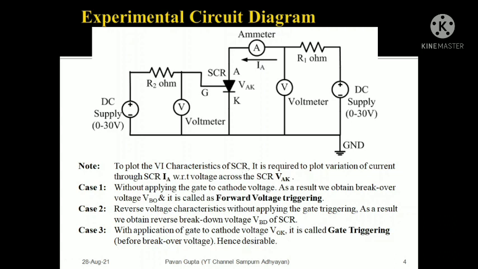The third case is when you apply a certain gate voltage and keep changing the anode to cathode voltage. You will find that well before the breakover voltage, your SCR will start conducting, and your current will shift from the leakage current to the normal load current. In this way you can apply different gate voltages along with the variation of the anode to cathode voltage, note down the anode to cathode voltage and the anode current from the voltmeter and ammeter readings, and plot the VI characteristics of the SCR. That is called the gate triggering of an SCR.